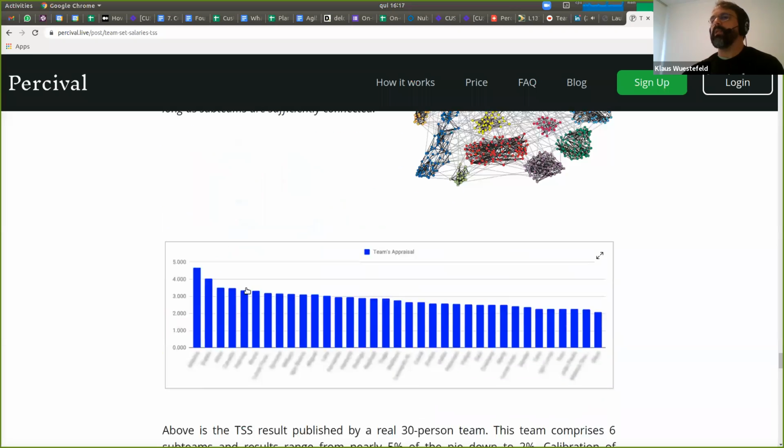And here is an example of a result. This is an actual client of ours. They have 30 people in the team. They published this result, and this is what you see. This is what you as a manager get to see. We just plotted the graph in a different way. So the person with the smallest contribution, in the team's appraisal, deserved 2.1% of the pie, and the person with the largest contribution, 4.7% of the pie.